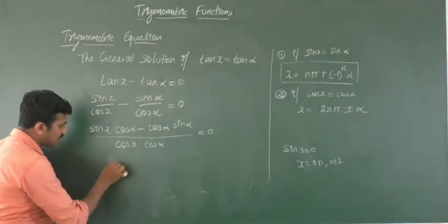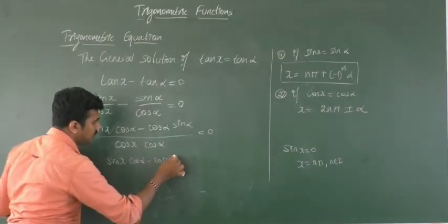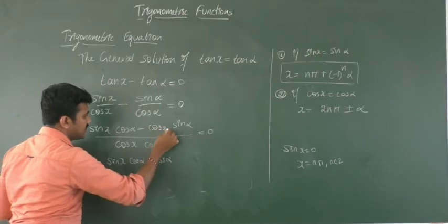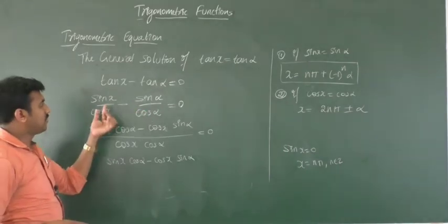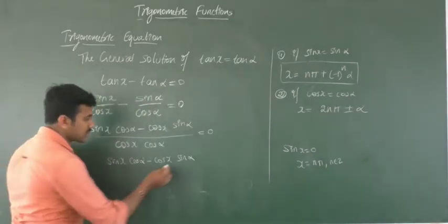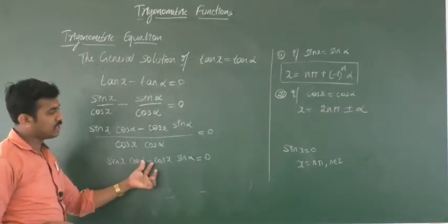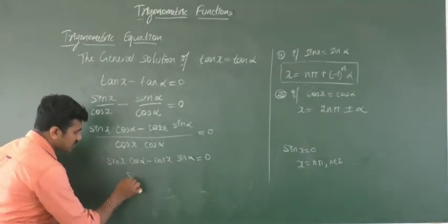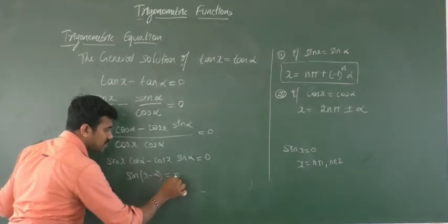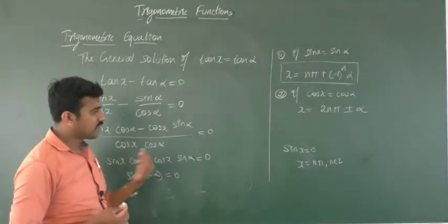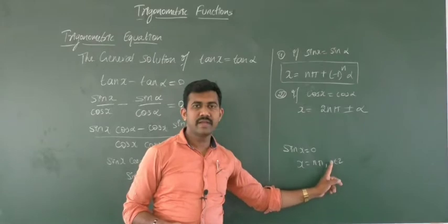So what remains in the numerator is sin x cos alpha minus cos x sin alpha is equal to 0. This is in the form sin x cos y minus cos x sin y, so this is nothing but sin(x minus y), here x minus alpha. This is equal to 0. Again, it is in the form sin x is equal to 0, so we can say x is equal to n pi where n is an integer.